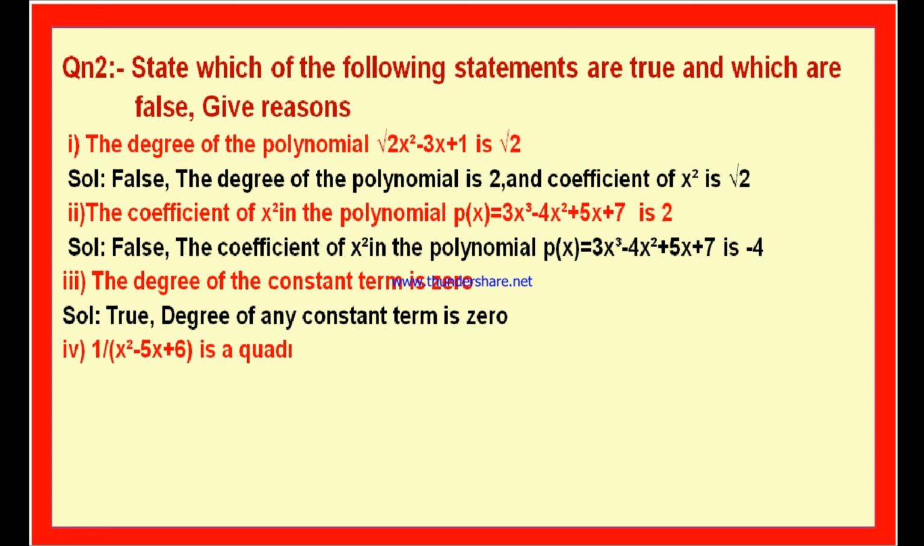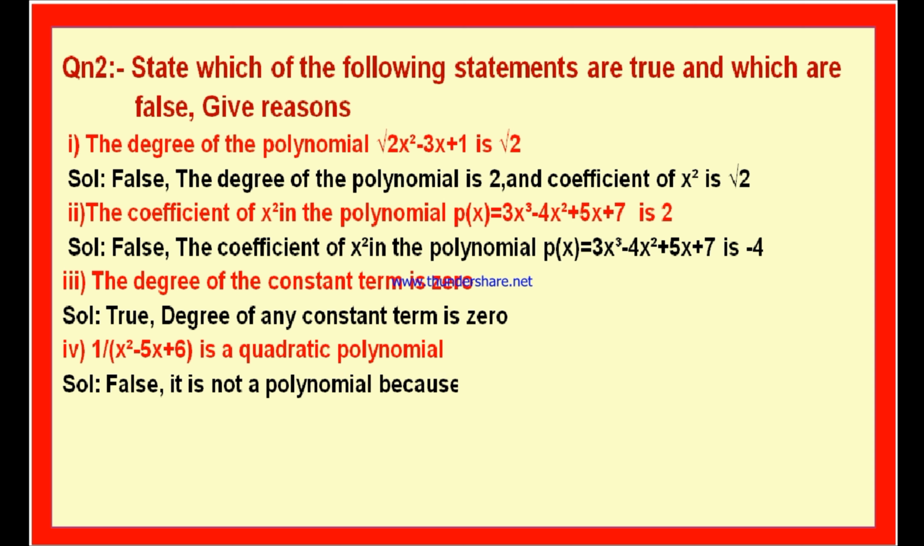Fourth bit. 1 by x square minus 5x plus 6 is a quadratic polynomial. If you look at the question, you can find 1 by x square minus 5x plus 6. This x square minus 5x plus 6 is in the denominator place. If we take it to the numerator, then the exponent may become negative. If the exponent of the variable is negative, then it is not a polynomial at all. When can you say that an expression is a polynomial? Only when the exponent of the variable is a non-negative integer, meaning it may be either 0 or a positive integer. But in this case, since the variable is in the denominator place, the exponent may become negative, which is not a non-negative integer, and it is not a polynomial. Therefore the given statement is false. It is not a polynomial because the exponent of x is not a non-negative integer.